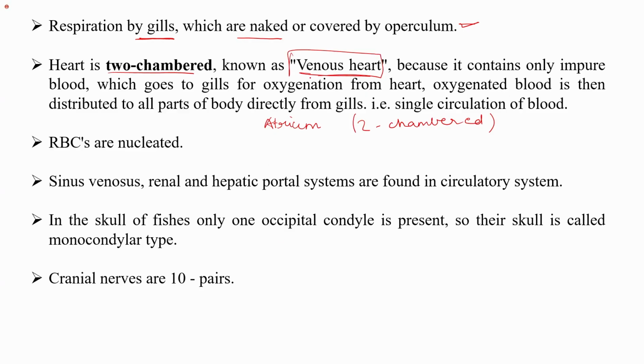Why is it known as the venous heart? Because only the impure blood goes in it, and from the heart it goes to the gills for oxygenation. Oxygenated blood is then distributed to all parts of the body directly from the gills. That is, there is a single circulation of blood.